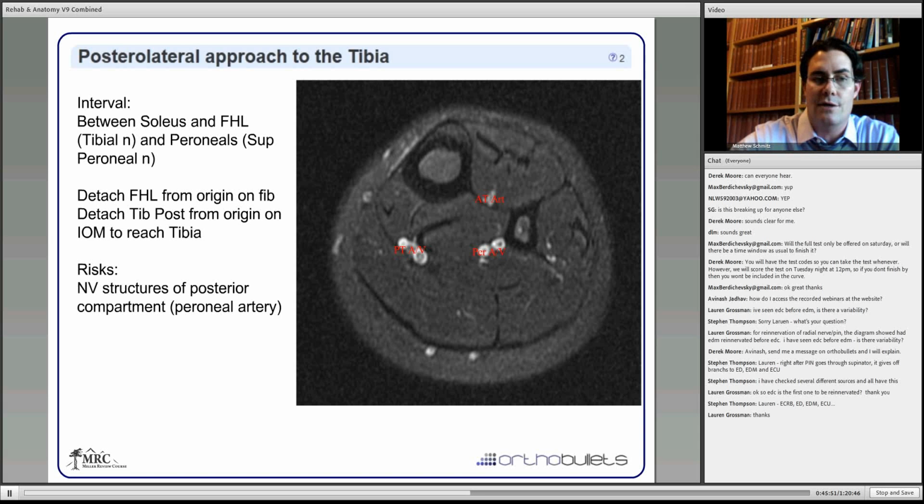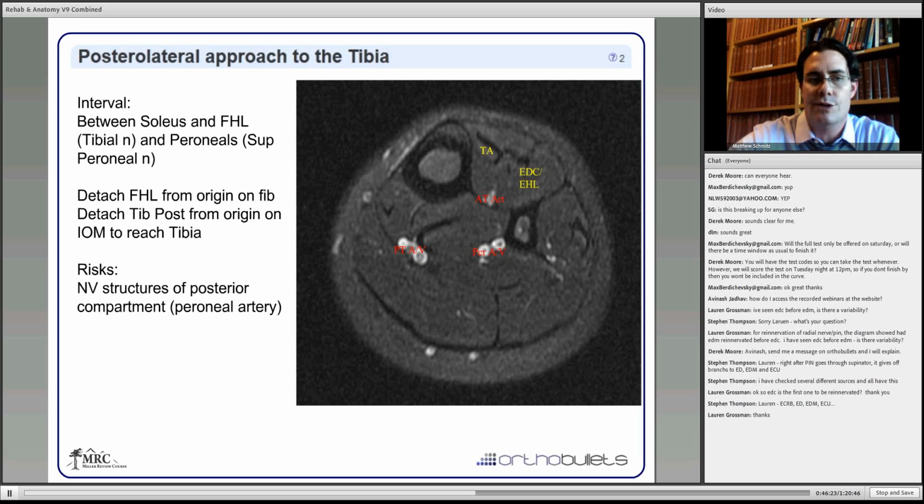What's at risk is the neurovascular structures of that posterior compartment. What you can see here in red is the anterior tibial artery, obviously in the anterior compartment. You have your peroneal nerve, artery and vein, excuse me, which are just posterior and just medial to your fibula. And in between your superficial and your deep posterior compartments is where you have your posterior tib artery and vein. So the neurovascular structures at risk are all those of the posterior compartment, but you have to pay special attention to the peroneal artery.